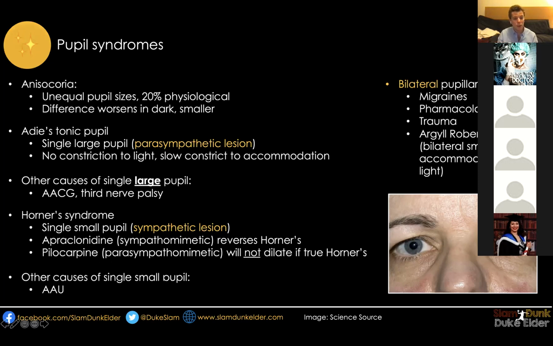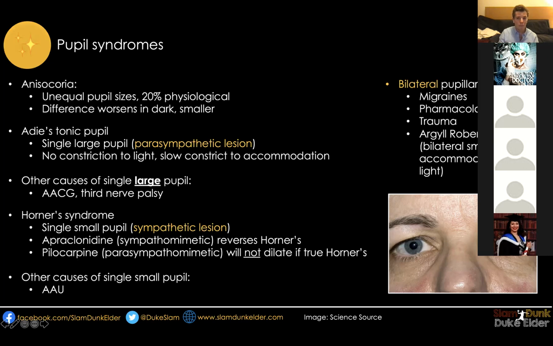And other causes of a single small pupil include anterior uveitis, and this is because of synechiae. So usually the iris gets sticky. Bilateral pupil changes, okay, this is important also. So this is all unilateral pathology. Bilateral causes include headache syndromes, like migraines. Cluster headaches can sometimes present with bilateral changes, I think cluster headaches less so, migraine more, because it's vasospasm sometimes.